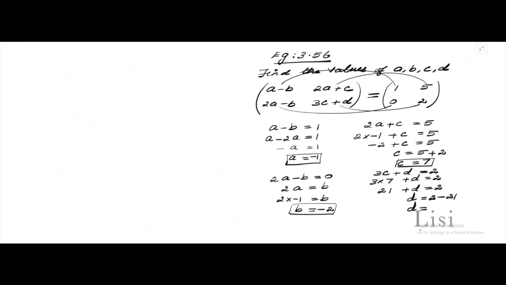So different sign, find the difference and put the greater sign. And now what is the difference between 21 and 2? You have to subtract 21 minus 2, which is 19. The bigger value is 21. So the sign is minus. Okay. Therefore, A is equal to minus 1, B is equal to minus 2, and C is equal to 7. Then D is equal to minus 19. Right?